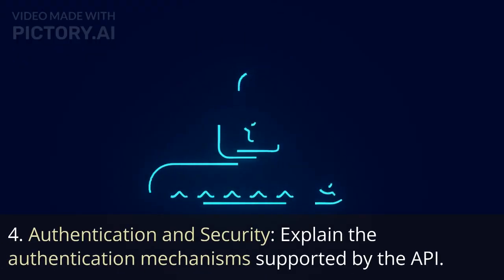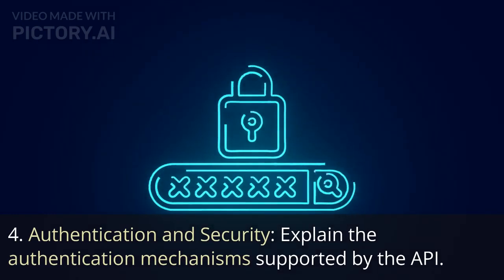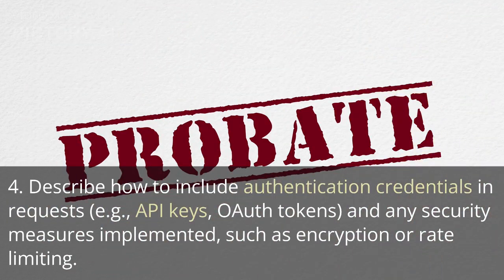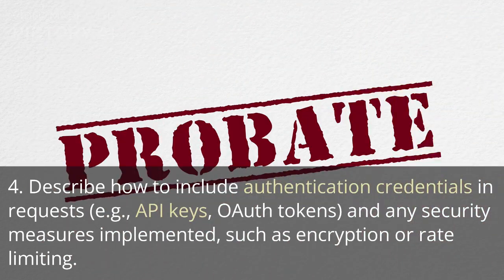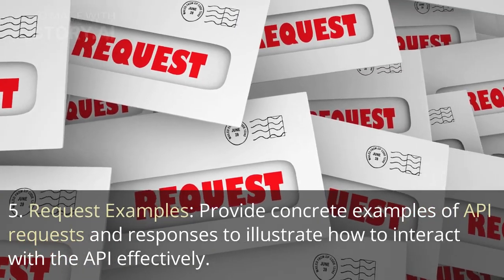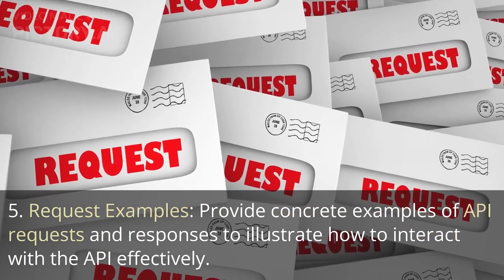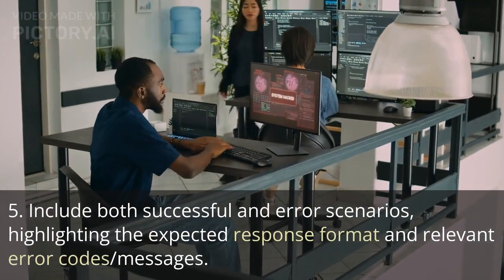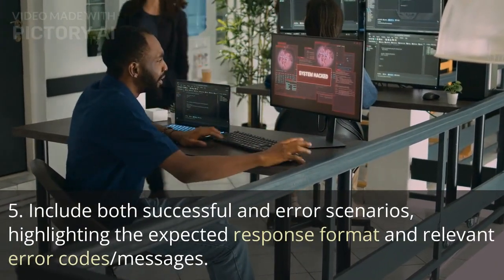4. Authentication and security. Explain the authentication mechanisms supported by the API. Describe how to include authentication credentials in requests, e.g., API keys, OAuth tokens, and any security measures implemented, such as encryption or rate limiting. 5. Request examples. Provide concrete examples of API requests and responses to illustrate how to interact with the API effectively. Include both successful and error scenarios, highlighting the expected response format and relevant error codes and messages.